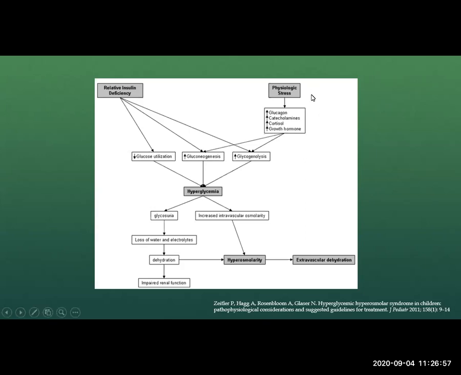In addition, there's the physiological stress of illness or whatever that causes these counter-regulatory hormones to increase. So again, you have increased mobilization of glucose leading to hyperglycemia. But in this case, the main difference is, you do get the dehydration, the polyuria, glycosuria, and impaired renal function that goes along with that. But you can also have increased intravascular osmolarity, because with type 2, the development of hyperglycemic hyperosmolar syndrome can occur very slowly.